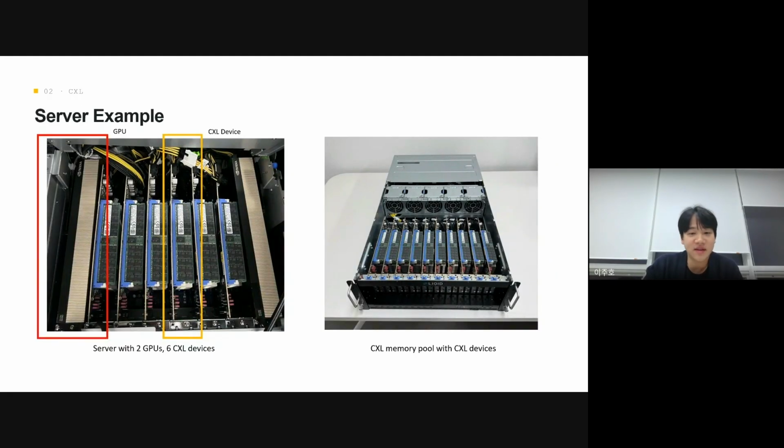Okay, this is what the hardware actually looks like. On the left, I put one of our servers with GPUs and CXL devices. As you can see, it consists of 2 NVIDIA GPUs and 6 of our CXL devices, and this is the setup for a single server instance. And on the right, that is what a CXL memory pool looks like. It is fully loaded with 10 of our CXL devices, and it can be attached to multiple hosts by switching.